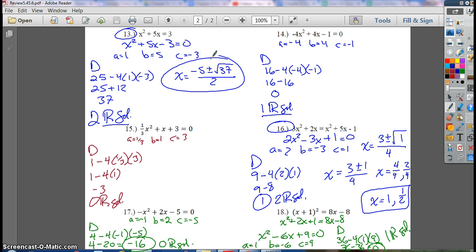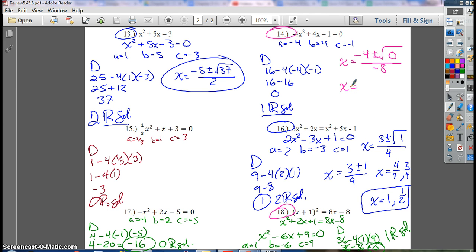Let's talk about our one real solution answers. So I'll switch to pink. I'm going to focus on 14 and 18. 14 was a lot less work to get the discriminant, so this is the one I would probably want to stick with. So when I do this, I got negative b, which is -4 plus or minus the square root of 0, all over 2 times -4, which is negative 8.